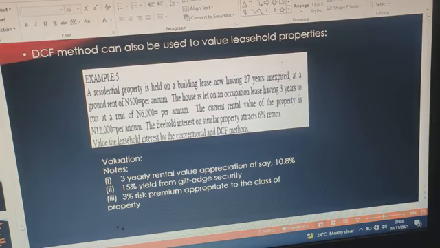Valuation. Notes. 1. 3 yearly rental value appreciation of say 10.8%. 2. 15% yield from gilt-edged security. 3. 3% risk premium appropriate to the class of property. A.